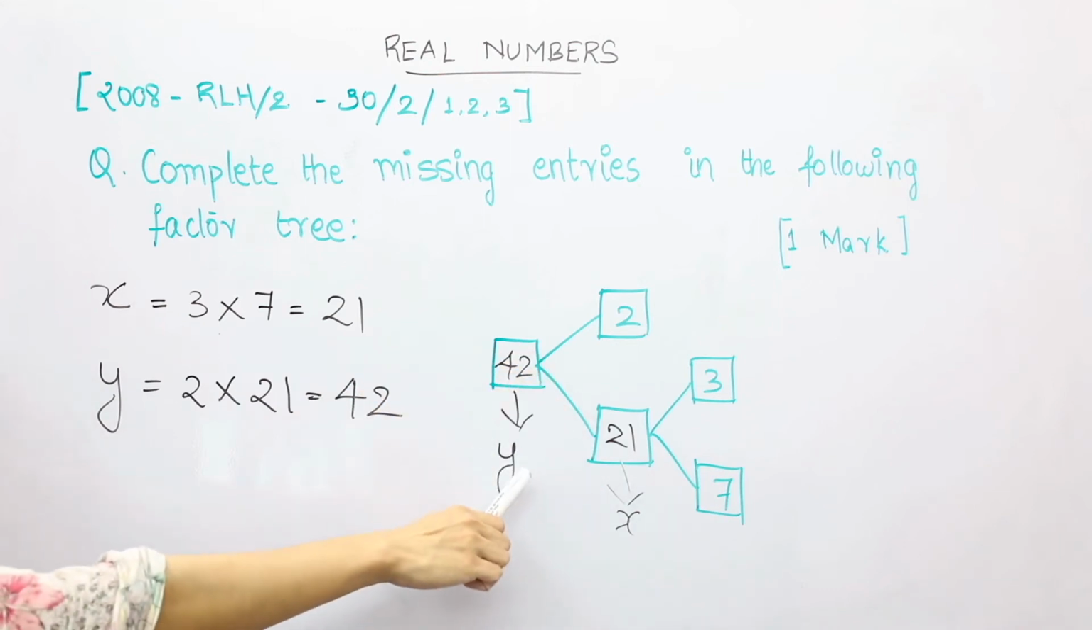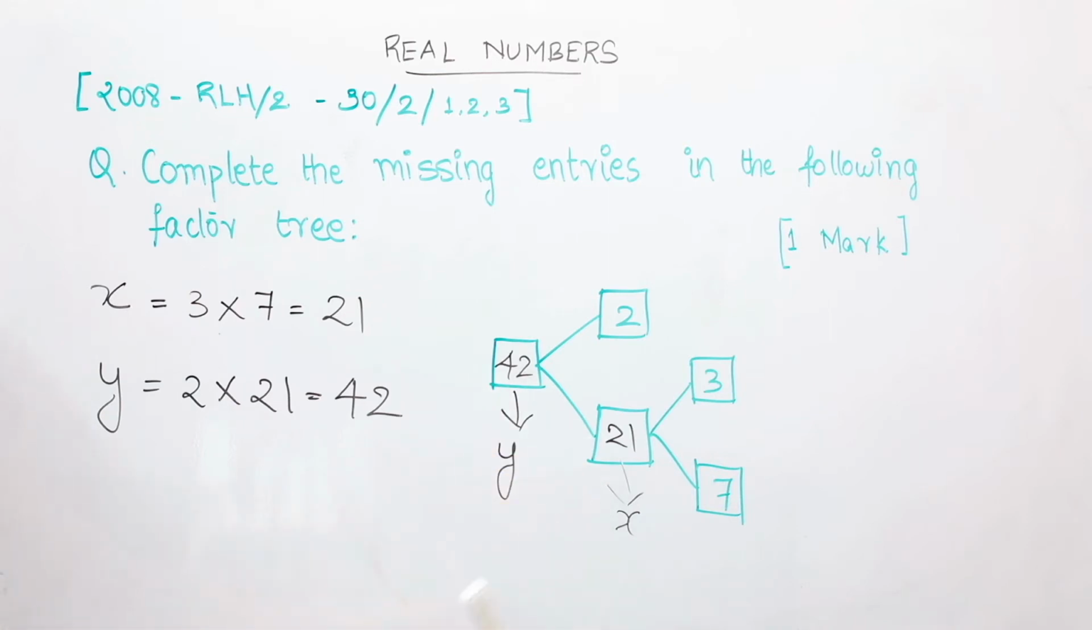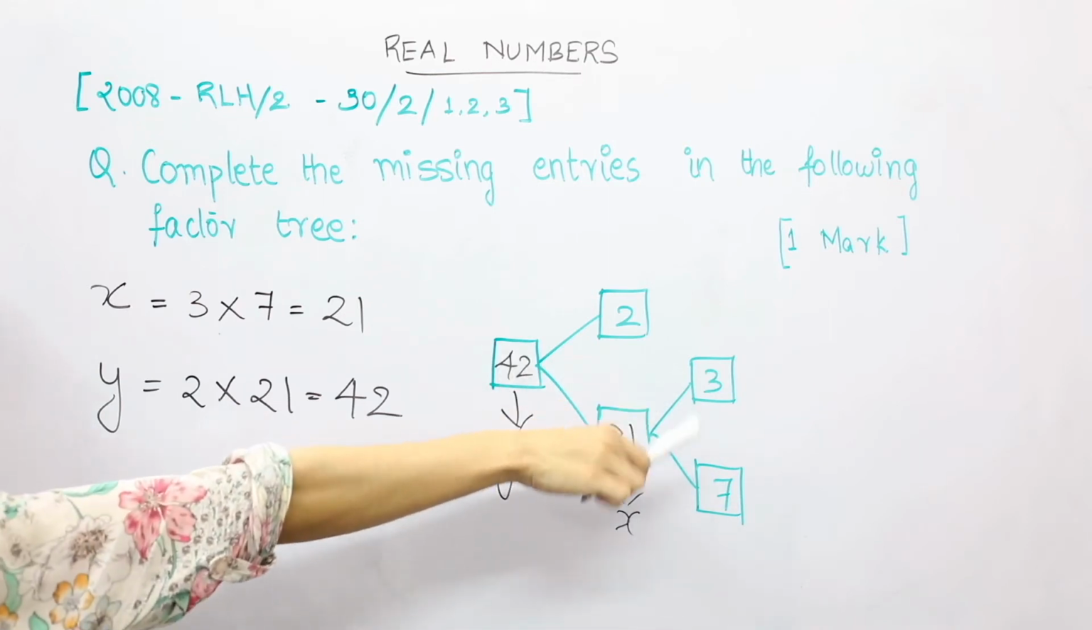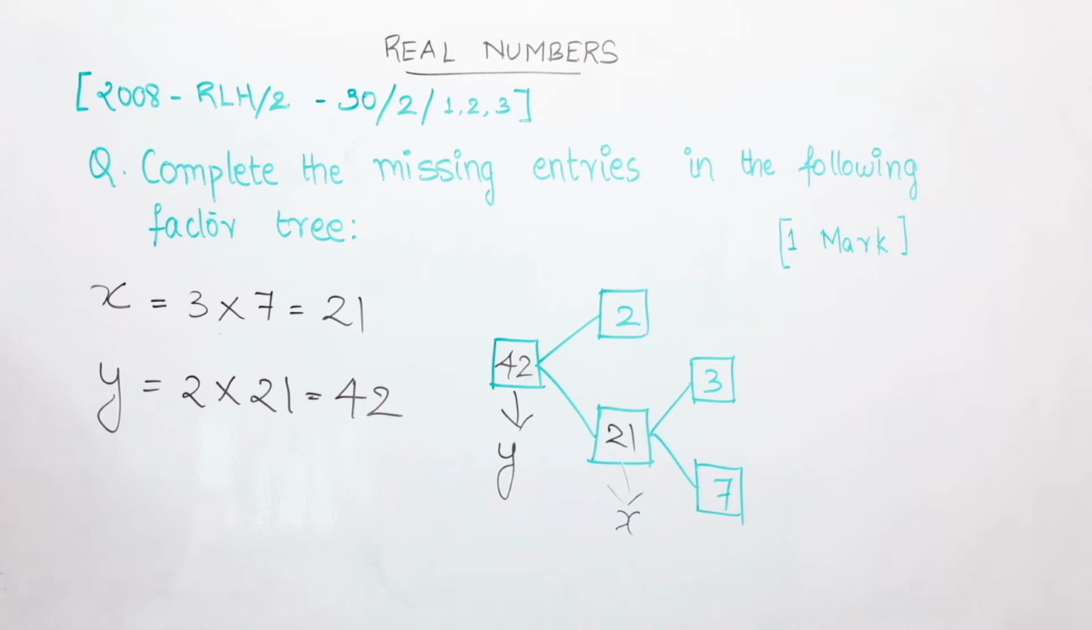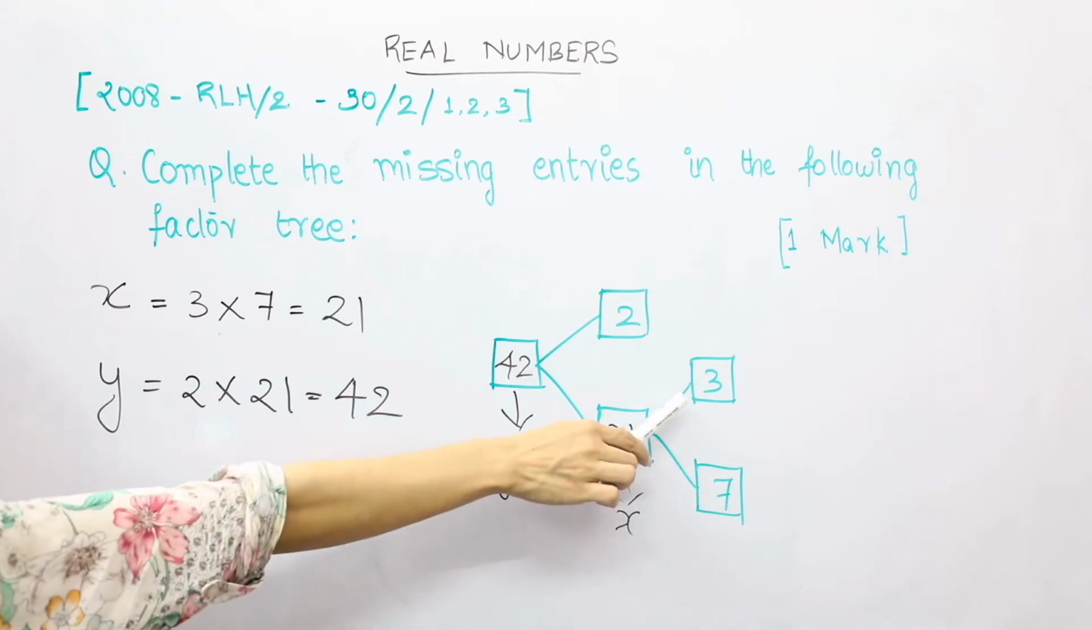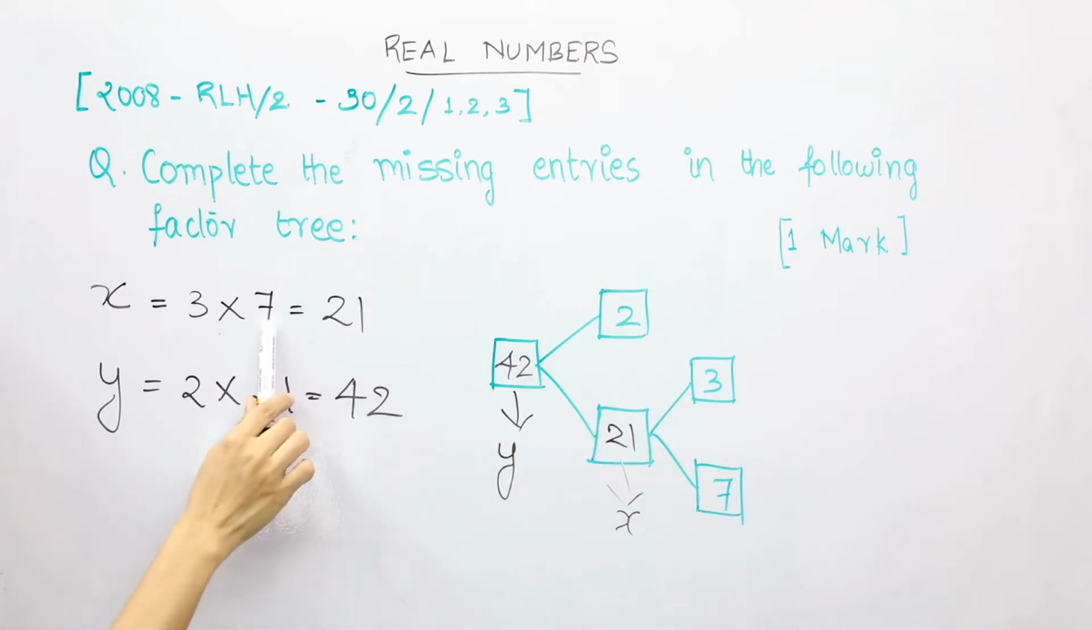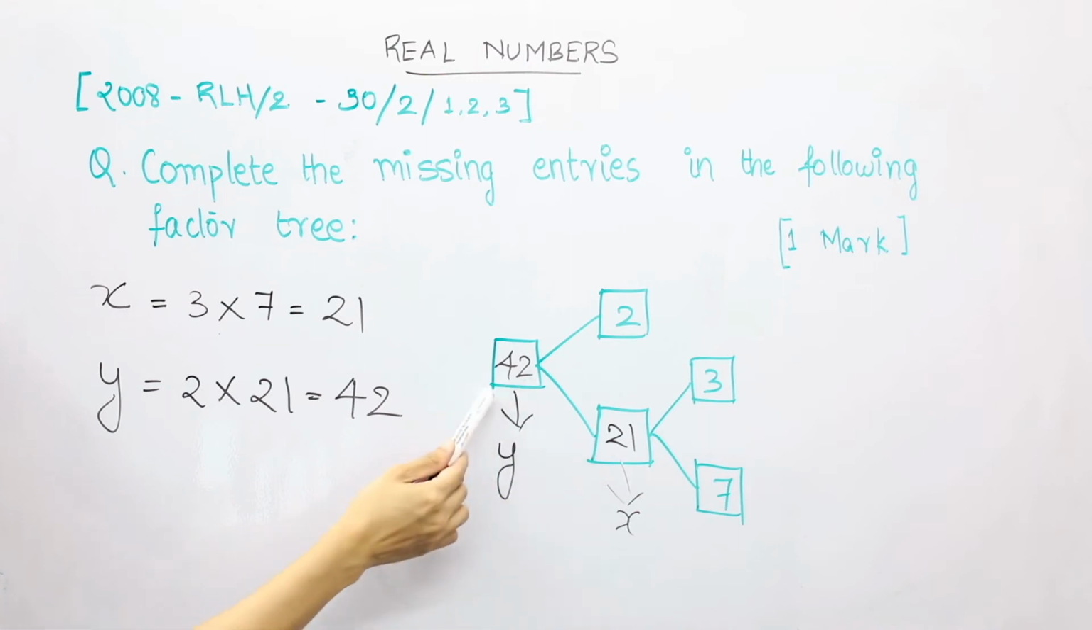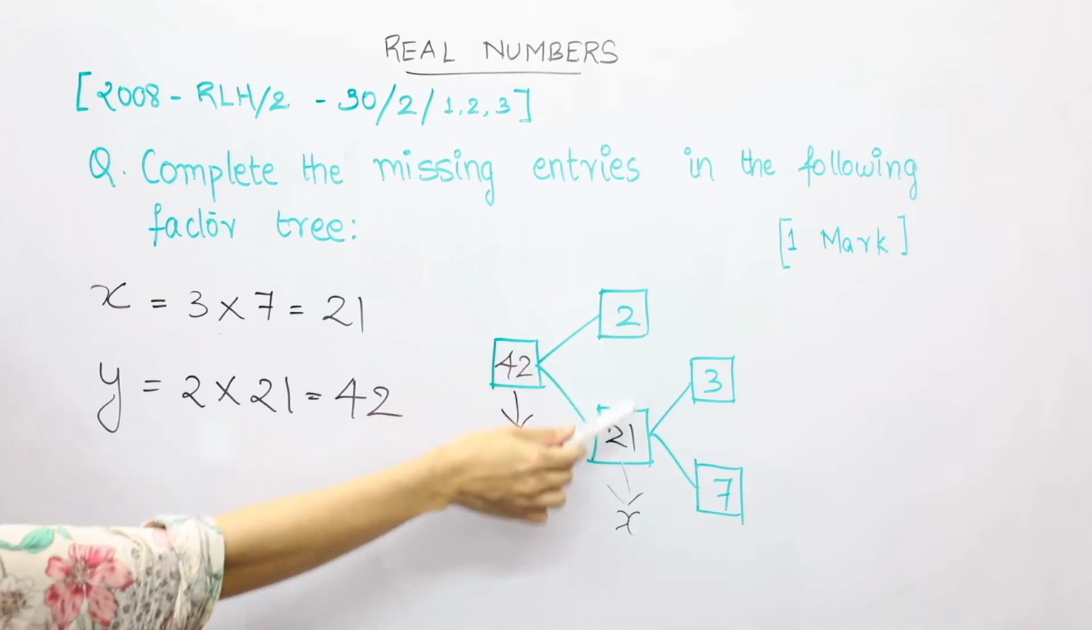So we've been given a factor tree with 2 missing entries. To find the missing entries, we find the product of their factors. We first found x using the factors 3 and 7, the product of 3 and 7, which is 21. And then we found 42, which is the product of 2 and 21.